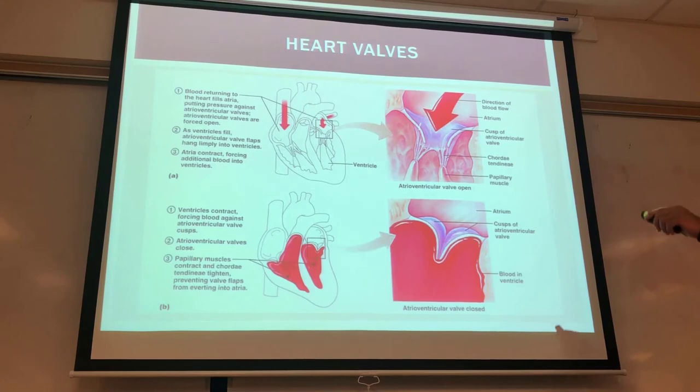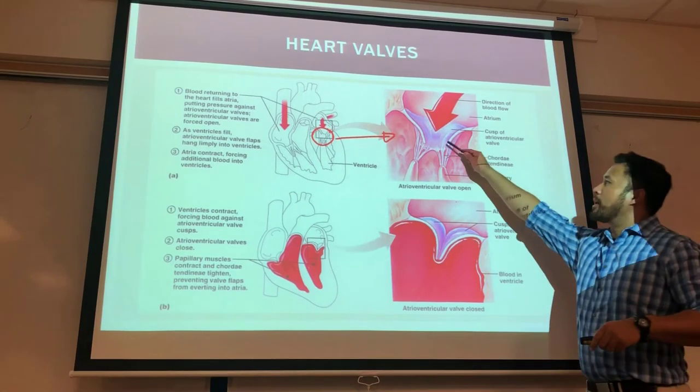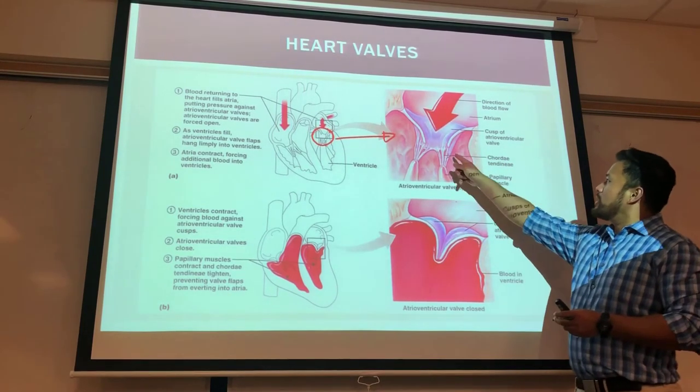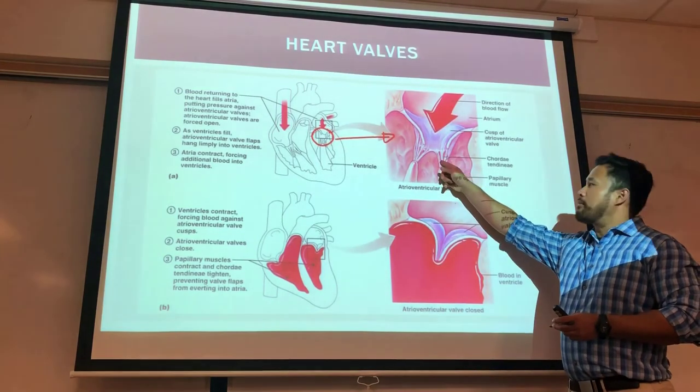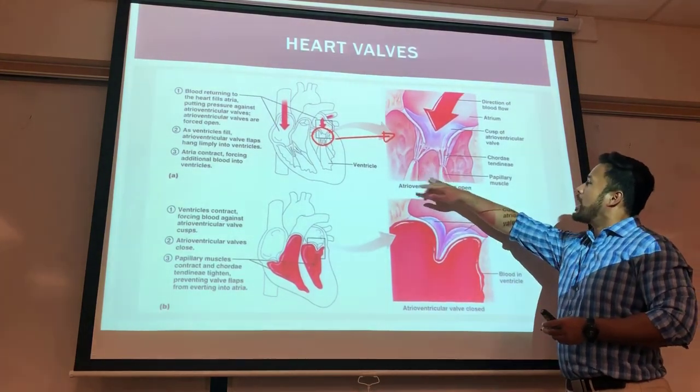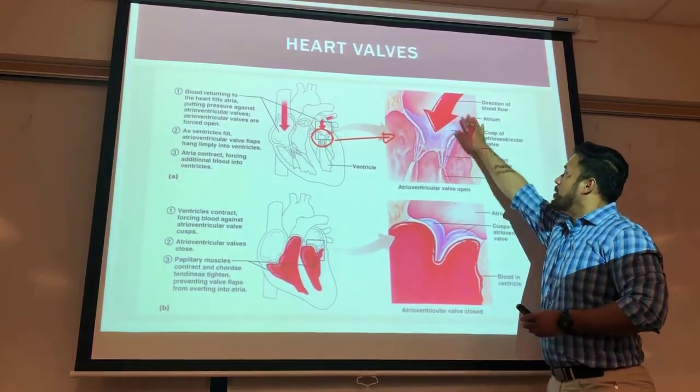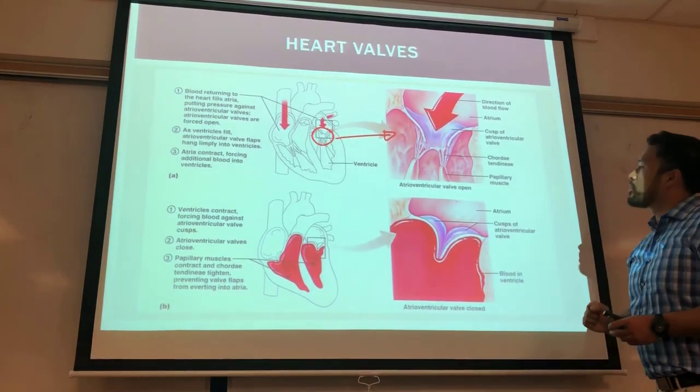And as blood flows through, you can see in between, these are going to be our AV valves that are going to be zoomed in right next door. You can see blood flowing in. And as blood flows through, that'll allow these leaflets to open. And you can see the chordae tendinae are not very tight at all. In fact, they're very loose. And the papillary muscles are relaxed to allow blood to flow from the left atrium into the left ventricle.